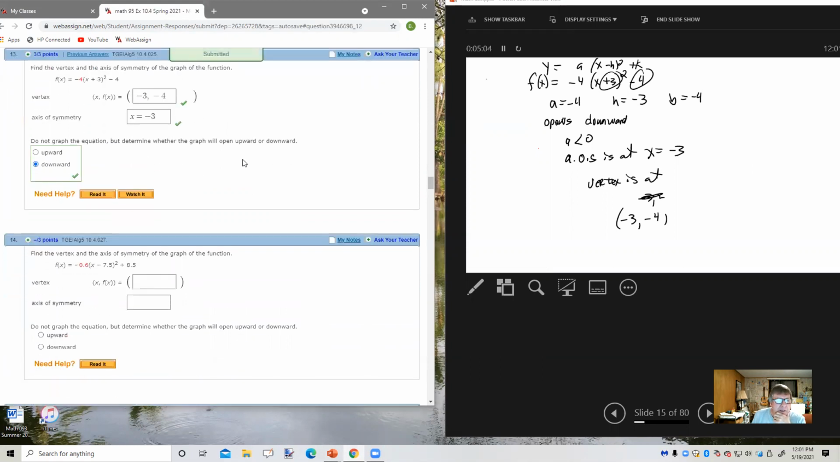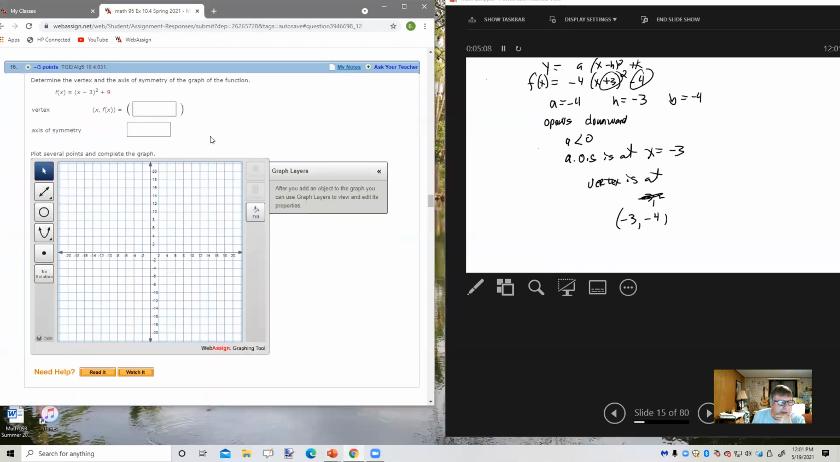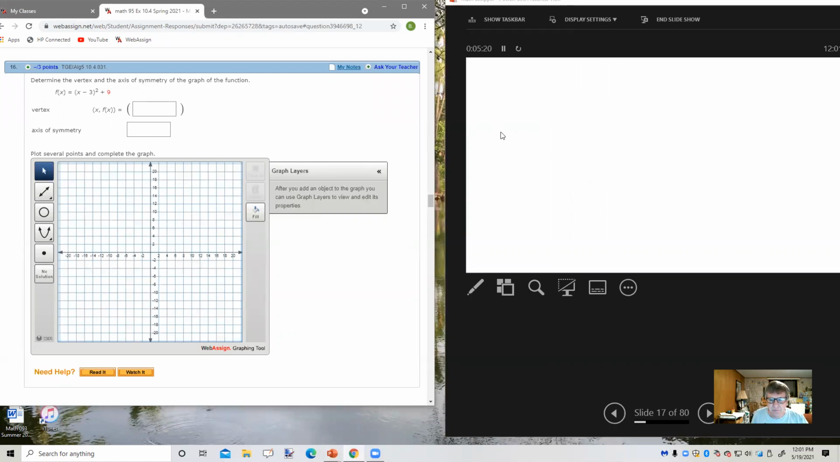All right, now let's talk about graphing parabolas. Let's take a look at this one, okay? It says determine the vertex and the axis of symmetry of the graph of a function. So get the vertex, the axis of symmetry, and then graph it.